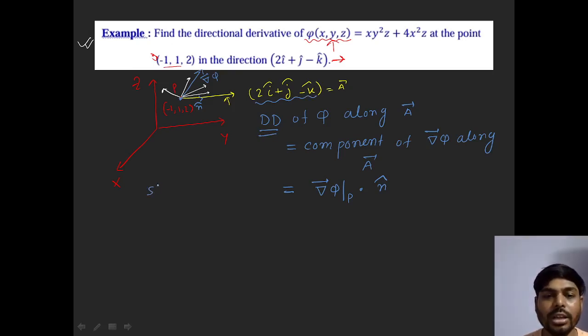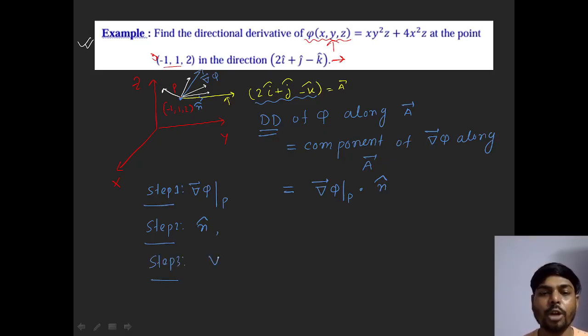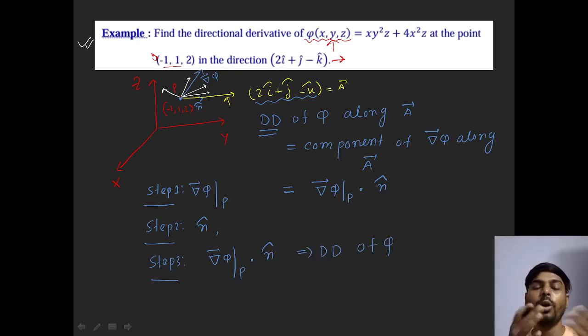In step one, write down this one. It helps you a lot. In step one, first you have to find out the gradient of phi at the given point. Let's say this point is P. In step two, you have to find out the unit vector of the given direction. In step 3, you have to make a dot product between the gradient of phi at the point P and the n cap, and you will get the directional derivative. Okay, so let's follow these steps and try to solve this problem.